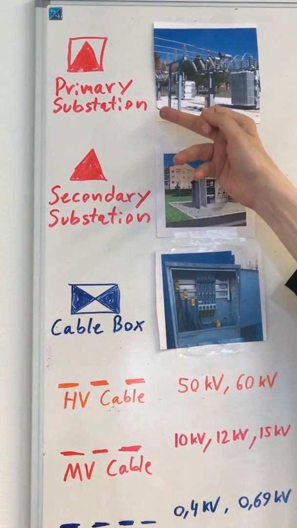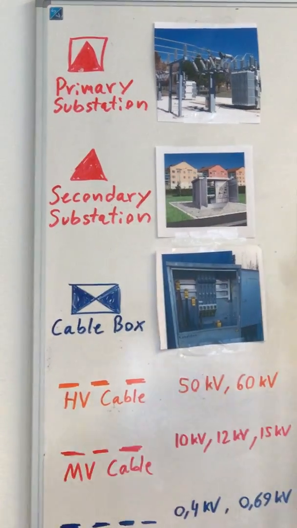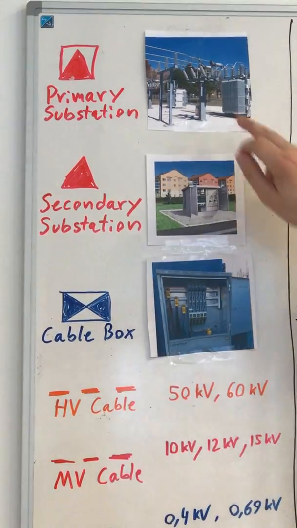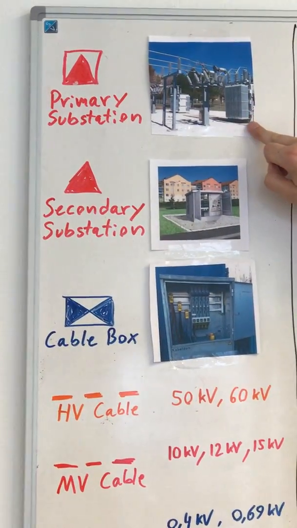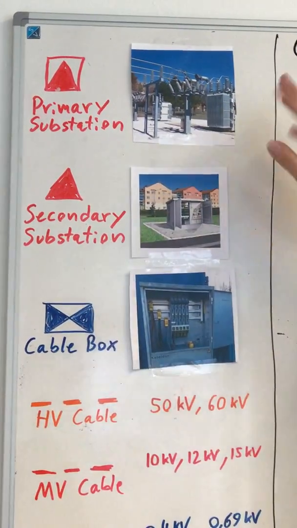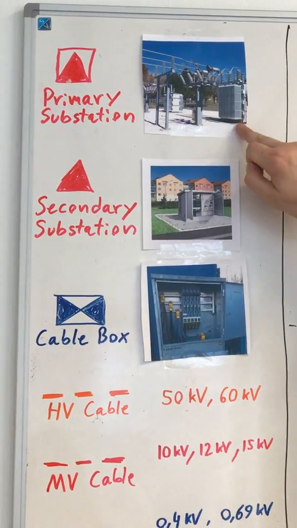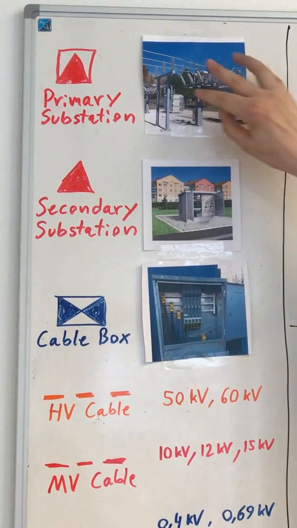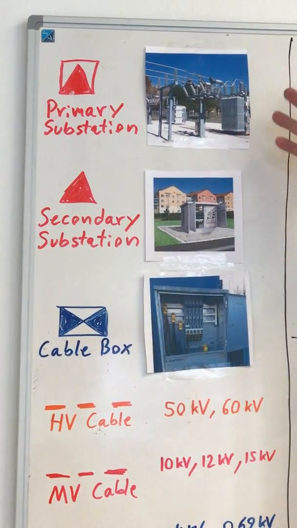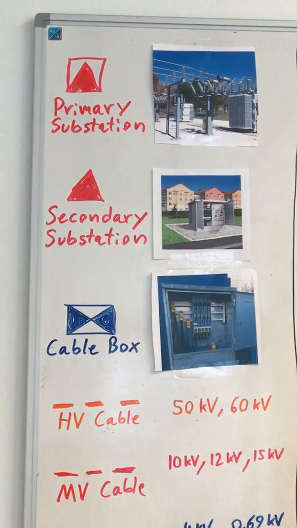We call this the primary substation. In the distribution world, this is the biggest substation they have. It looks something like this. It might also be inside a building, but normally it looks like this, an air insulated substation. So this is quite a big one. It runs 60,000 volts or something like that.